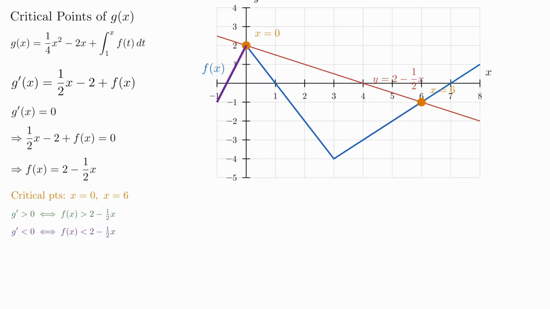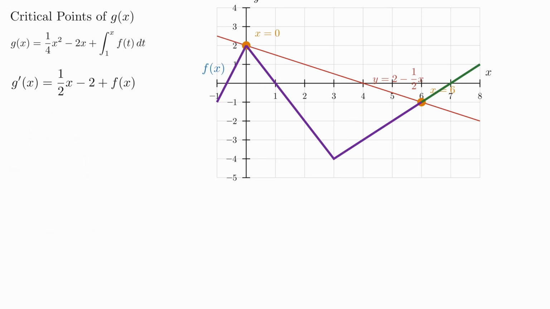And so what I've done is I've shaded them in horrifying colors. Purple for where f of x is less than the line, so that's where we are decreasing, and then green for where f of x is greater than the line, and so that's where we are increasing. And then we can classify. At x equals 0, g prime is less than 0 on both sides, so there is no extreme value there.